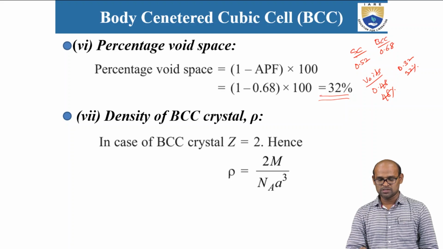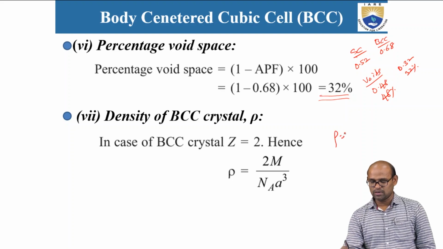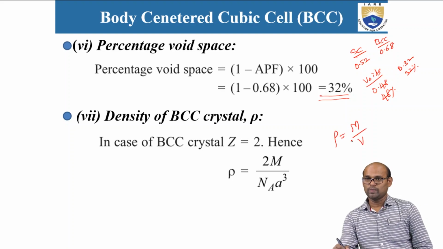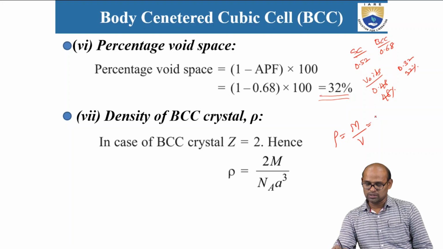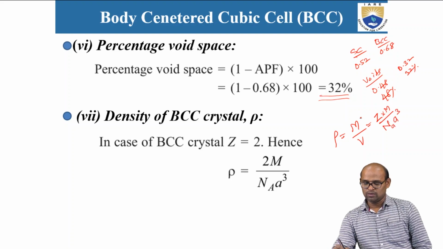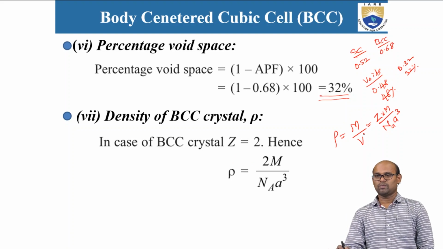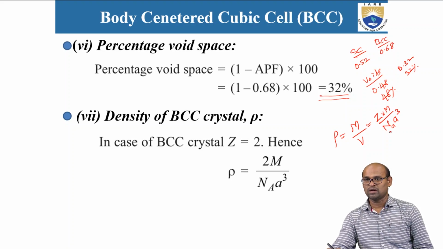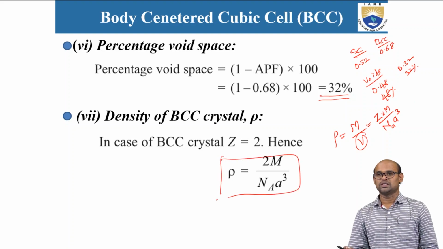So the last parameter for this body centered cubic unit cell is the density of the BCC unit cell, and the density we have defined here. So density is mass per volume, M by V, where V is the volume of the unit cell. Then M we have defined as Z into M by NA, and the volume is a cube. So Z for BCC is 2. So 2 into M, where M is the molecular weight of the material, by NA, the Avogadro number, and V is nothing but the volume a cube. So that is the density of the BCC unit cell, right?